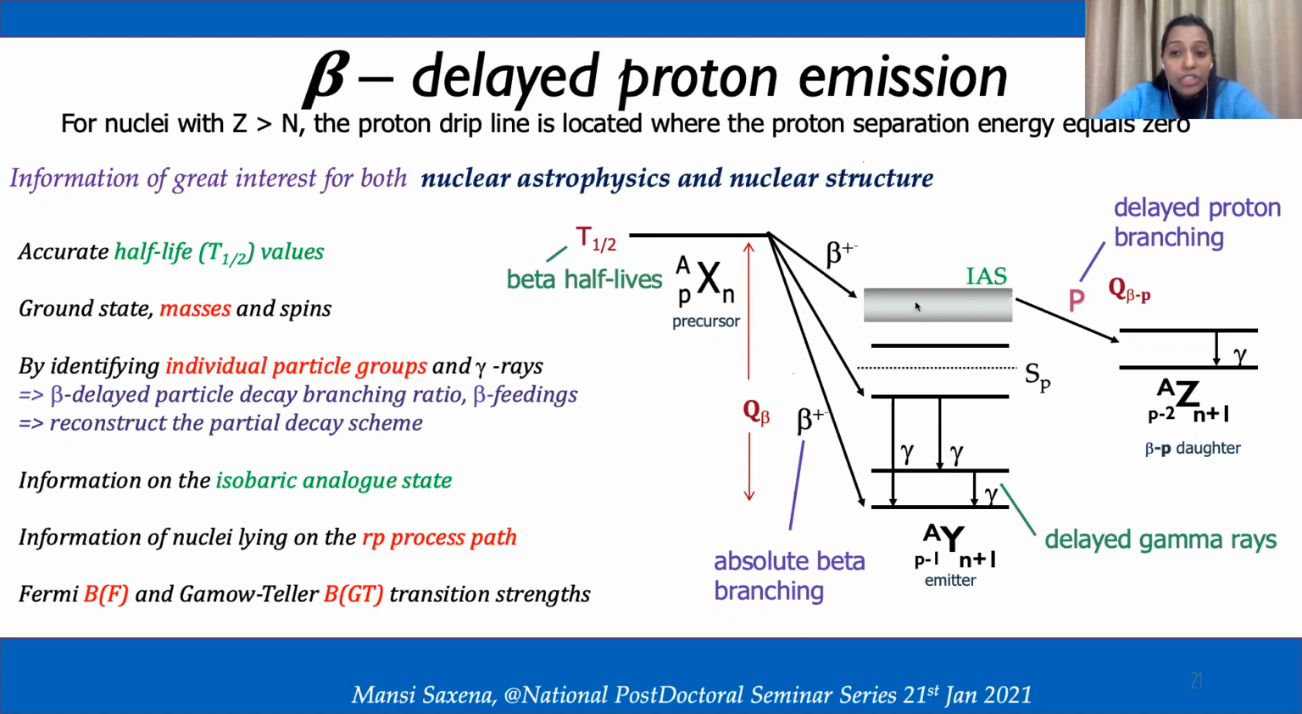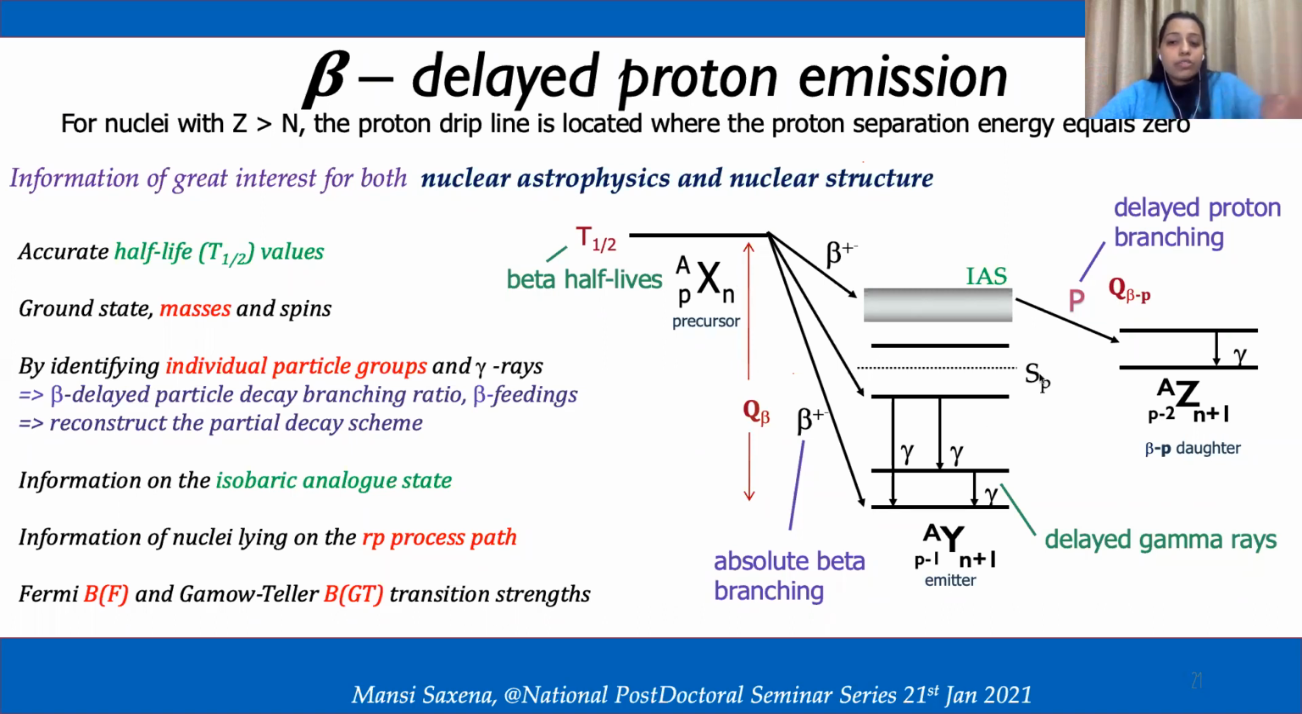But if they are above the separation energy, they can decay by particle emission, which we call beta-delayed proton emission. It is called delayed because it has to wait for the beta decay to happen first. In this case, we call the parent the precursor. The daughter is called the emitter, as it emits the proton, and then we have the beta-P daughter. The energy of the proton is essentially equal to the Q value minus the proton separation energy.